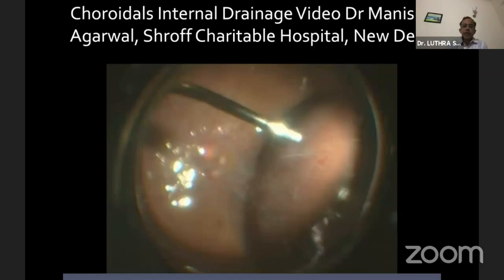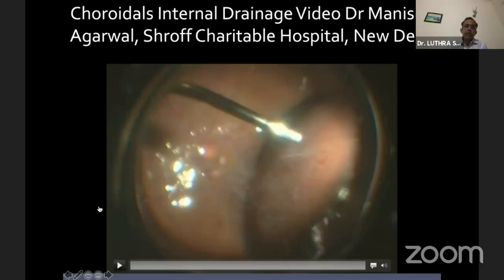So this is another technique, courtesy Dr. Manisha Agarwal from Shroff Charitable Hospital. She does an endo drainage of choroidals as well. So I'll just play her video.